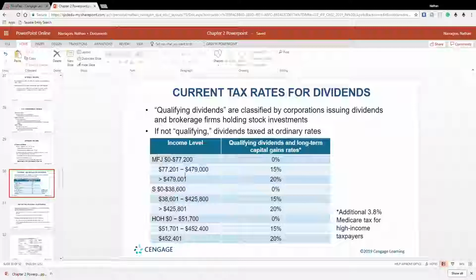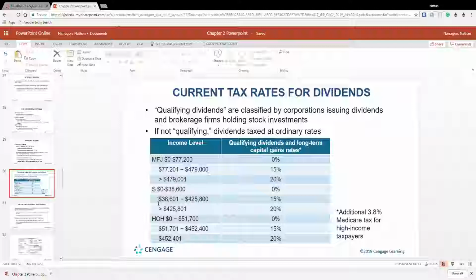If married filing jointly, 0 to 77,200 is 0%. From there up to 479,000, it's going to be 15%. And anything above 500K, you look at 20%. So that's our income level. Again, most people married filing jointly are probably going to be looking at the 15% on capital gains and qualified dividends.